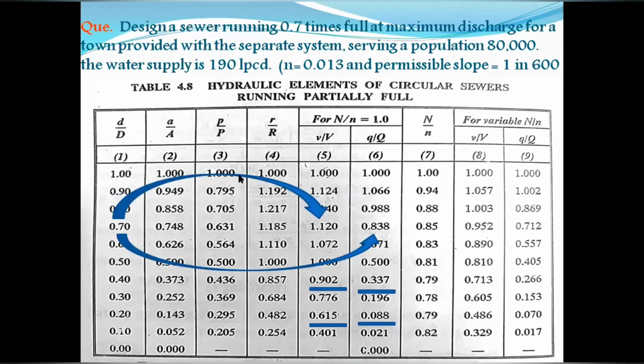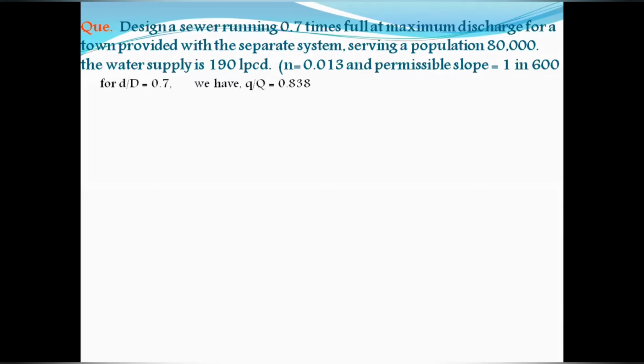This value I have got from this table. This table represents the hydraulic elements of circular sewers running partially full. For the value of small d by capital D as 0.7, we have the value of q by Q as 0.838. In this table, all the possible d by D ratios and their corresponding v by V, q by Q, r by R, p by P and a by A values are given. So for small d by capital D as 0.7, we have q by Q as 0.838, and this value is from the table.